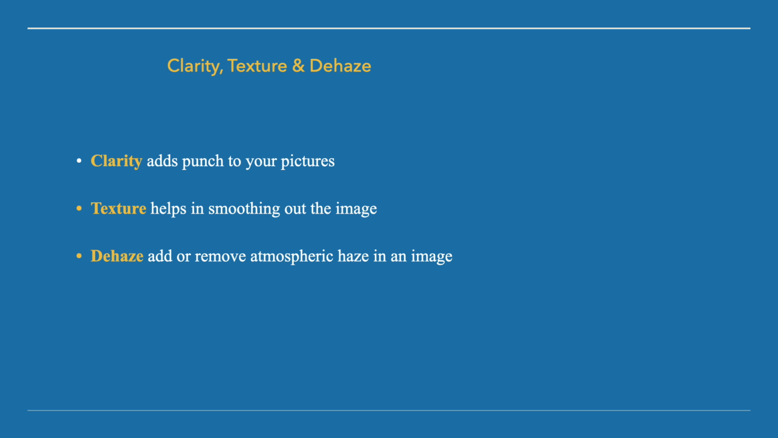The second one is the texture slider. Texture helps in smoothing out an image. It offers a less drastic punch than the clarity slider. Third, the dehaze slider. The purpose of the dehaze tool in Photoshop and Lightroom is to either add or remove atmospheric haze from a photo. So in my opinion, you can try the texture slider for portrait editing and clarity for landscape editing.